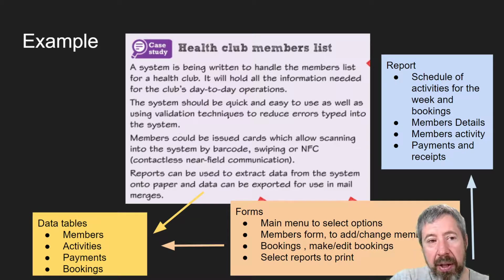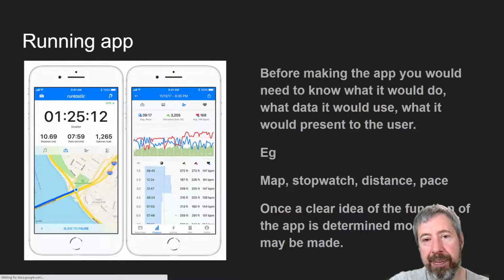receipts. So this is just a quick example of how you can think about what would happen in the system, what type of data do you need. All these things need to be accounted for before you start making your application.